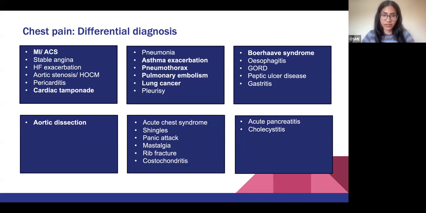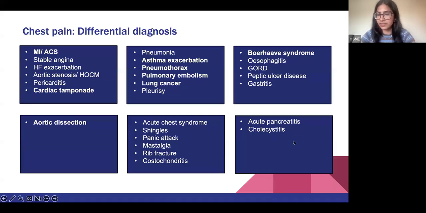MSK, so rib fracture and costochondritis, and that chest pain will be reproducible on palpation, so you can distinguish from some of the other causes. And obviously, panic attacks can present with chest tightness, shortness of breath, and can make you think of MI. If you are giving that diagnosis, you want to be sure that you're not missing an MI, so just do all of the investigations as you normally would.